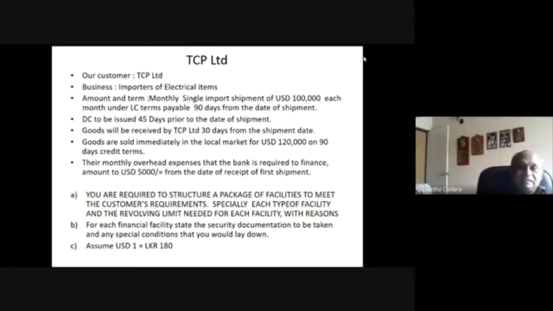Right? Reasons are: monthly single import shipment of US dollars 100,000 each month under LC terms payable 90 days from the date of shipment. Etc.